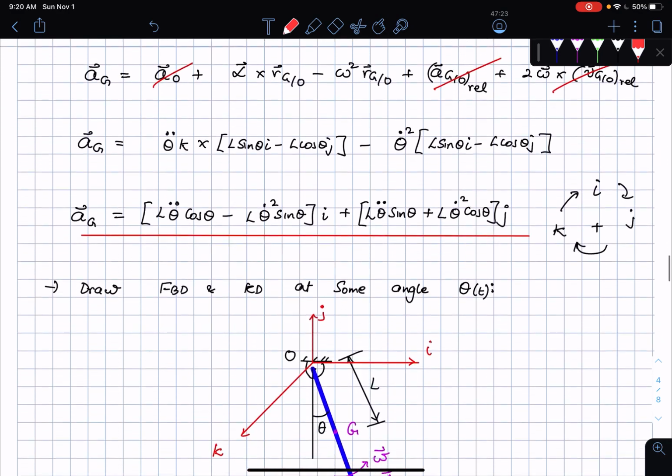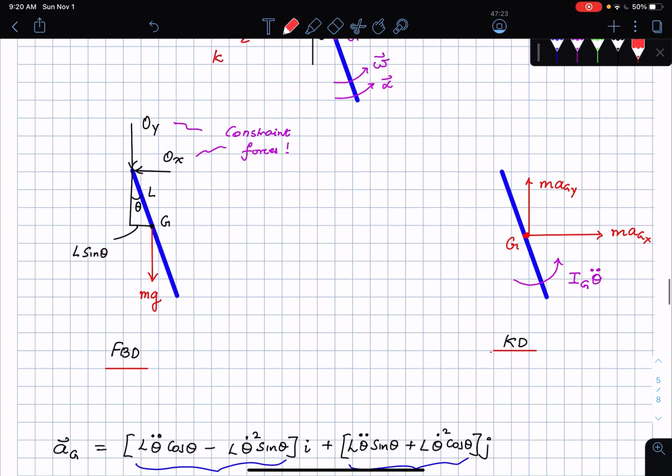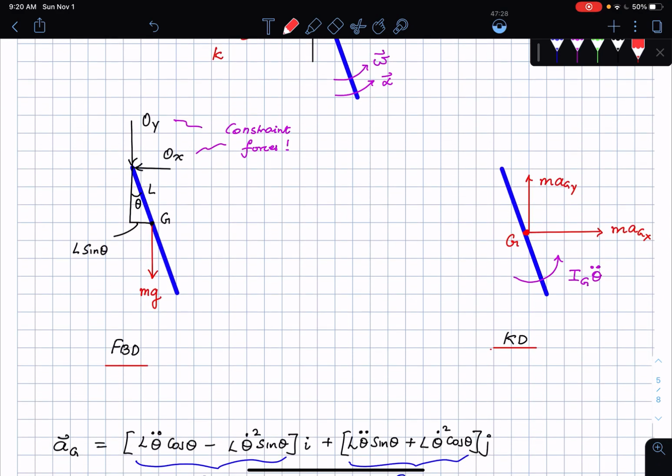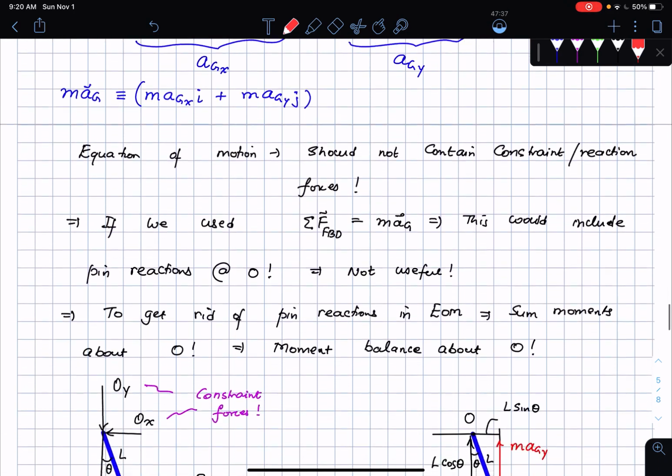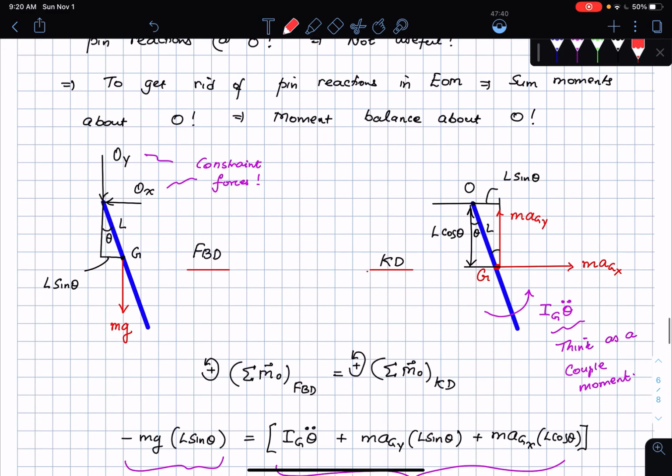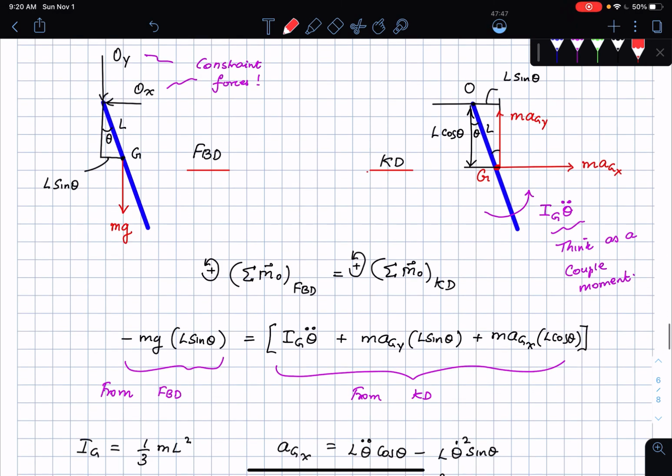Then go ahead and I write down my free body and kinetic diagrams. Mark the inertial forces, mark the inertial torque, mark all the applied forces, mark all the reaction forces. I don't need reaction forces included in my equation of motion, so I don't want to do the summation of forces, because if I sum forces, I get the reaction forces in my equation. So how to get rid of it? I sum moments. So I look at moment balance. I choose all counterclockwise rotations to be positive.